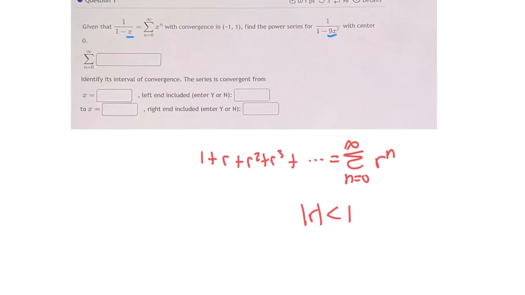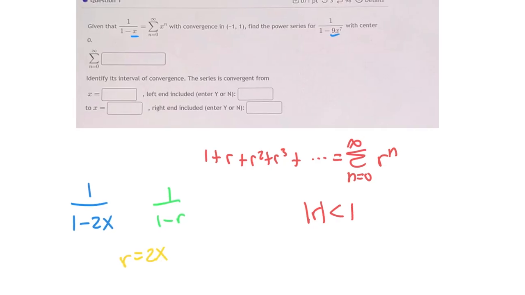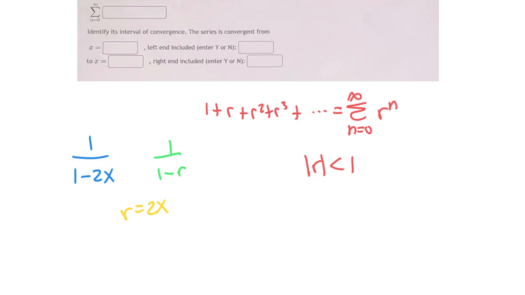So a simple example, perhaps, akin to this, is if we had something like 1 over 1 minus 2x, and this kind of matches the form 1 over 1 minus r, where the r in this case equals 2x. And therefore, we could say that 1 over 1 minus 2x is really equal to this summation, where the r is right here.